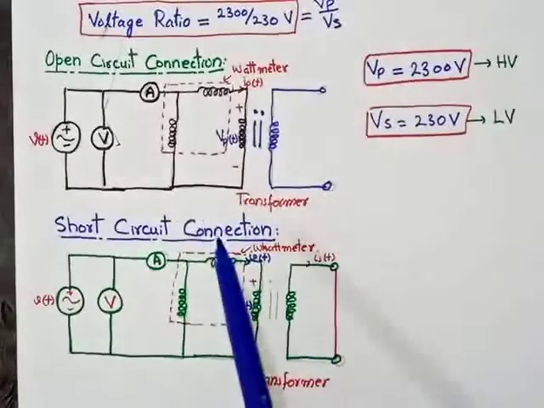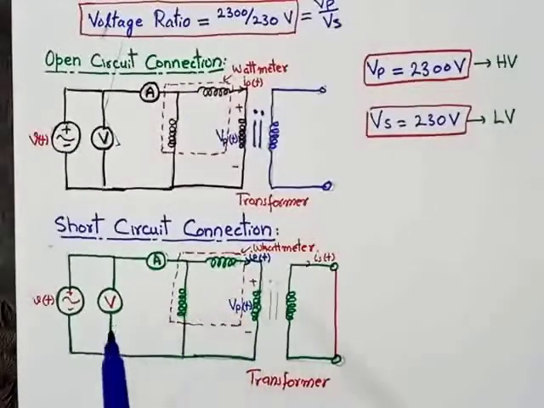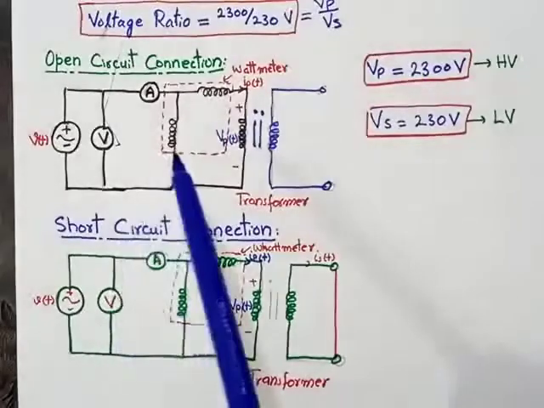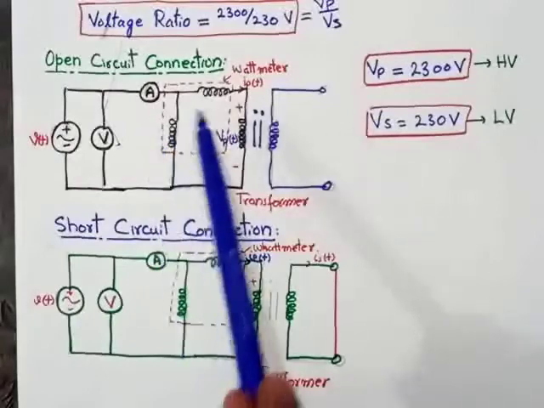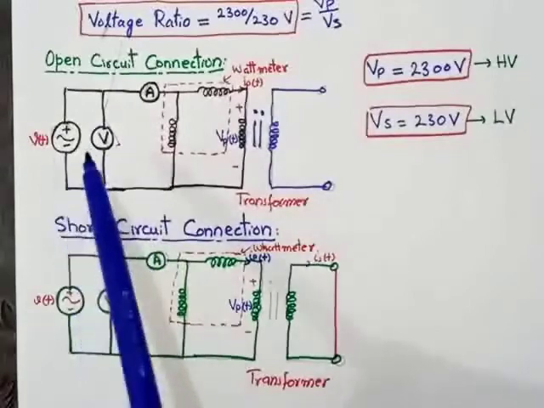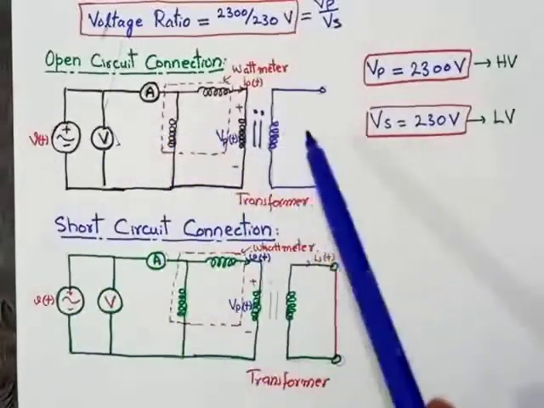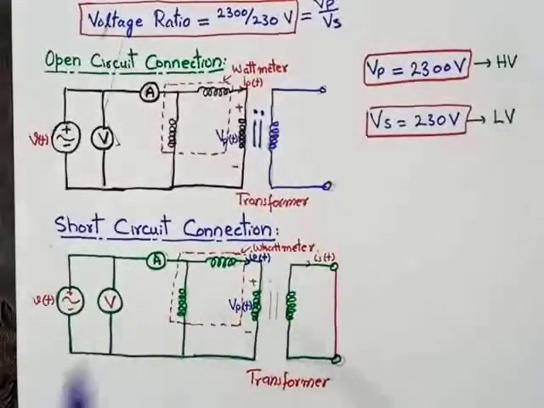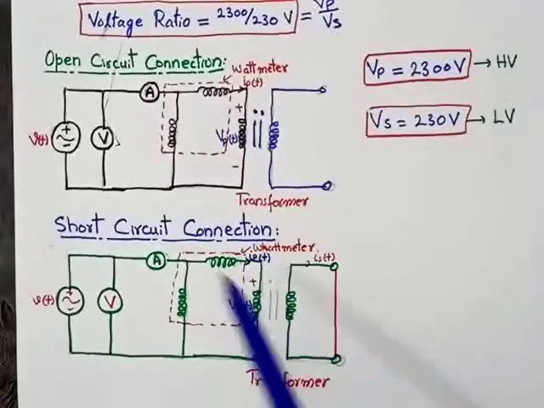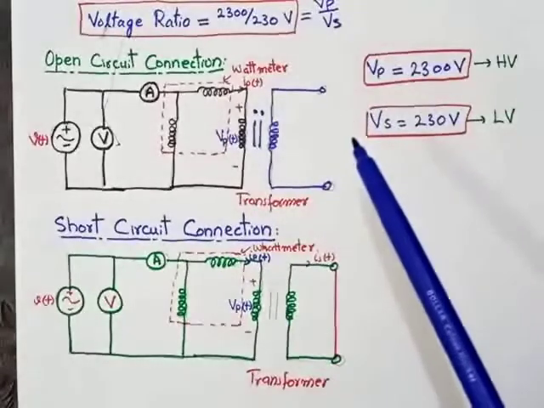So we will calculate the power, short circuit voltage and short circuit current on the primary side of the transformer. And similarly, we will calculate the open circuit power, open circuit voltage and open circuit current on the primary side of the transformer. In case of open circuit, we will open the secondary side and in case of short circuit, we will short the secondary side. So these are the given data in this numerical problem.